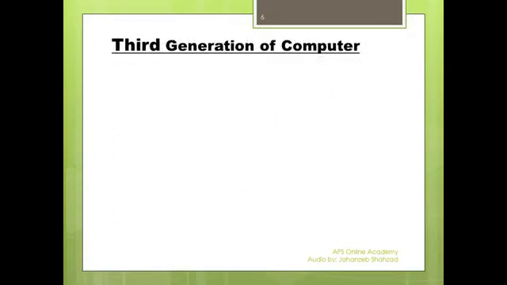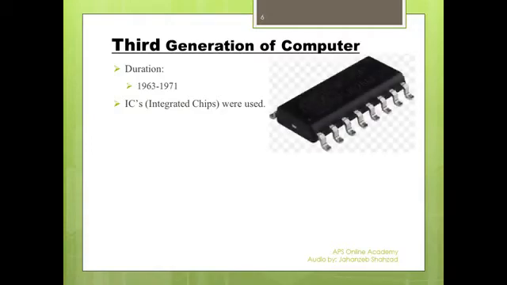Third generation of computer. The time duration for third generation of computer was 1963 to 1971, and in this generation IC chips were developed and those were used instead of transistors. Single IC chips increased the speed of computer and decreased the size of computer as compared to the second and first generation of computer. Here is the diagram for IC chip.